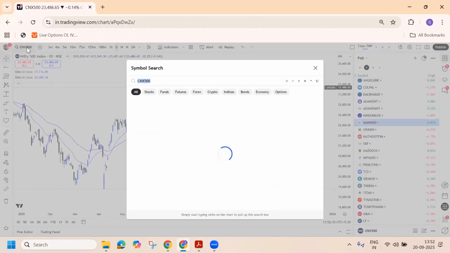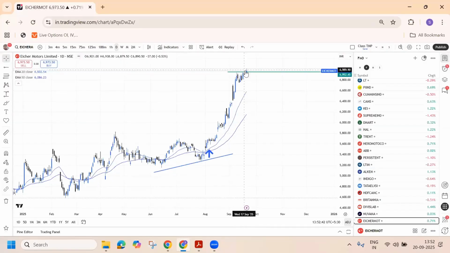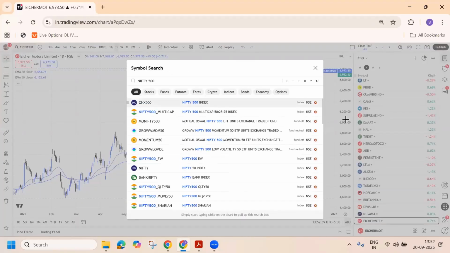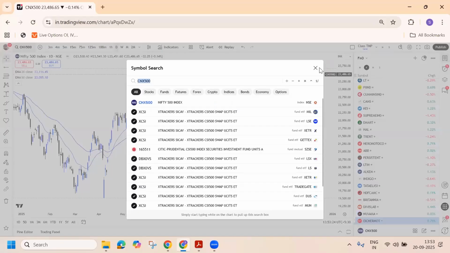So if Eicher Motor is breaking out, I am not checking if Eicher Motor is above the 20 and 50-day. We are not checking that. If we are going to take an upside breakout, for that we are checking only the Nifty 500. What are exponential moving averages? We will discuss in 2-3 classes later. For now, please understand these are two moving averages. Remember this, and we will check if Nifty 500 is above the 20 and 50-day exponential moving average. If Nifty 500 is above these moving averages, then only we will go for upside breakout.